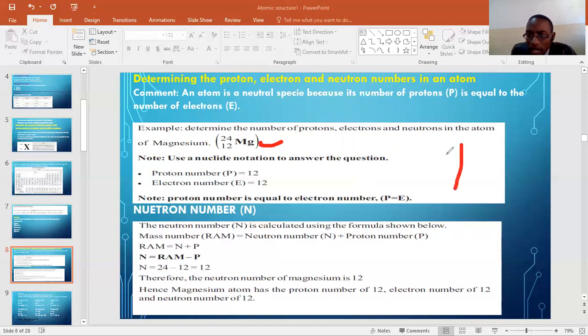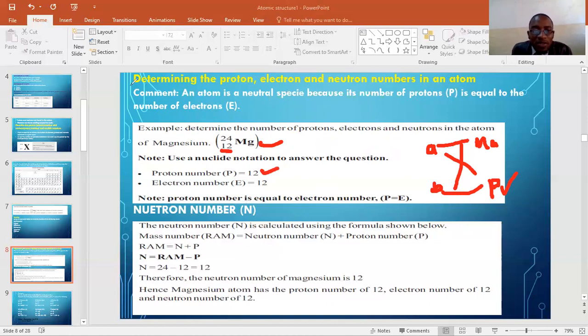Remember the X, the A, and the B, where we said this is the mass number, and this is the proton number. So we already have the proton number. The P is already known. What is found at the bottom is called the proton number. So the proton number for magnesium automatically is 12.